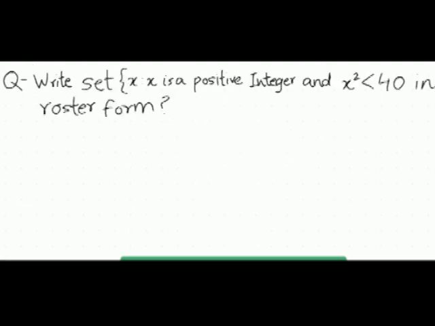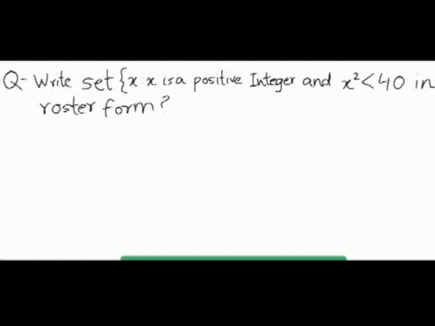Okay, so now let's see another example so that we can understand it in a more better way. Okay, so here there is a question. The question says write the set, which is written in the set builder form. Can you see it? X is an element and x is a positive integer and x square is less than 40. Okay, and we have to write this set in roster form. Roster form means we have to write all the elements differently into the set.